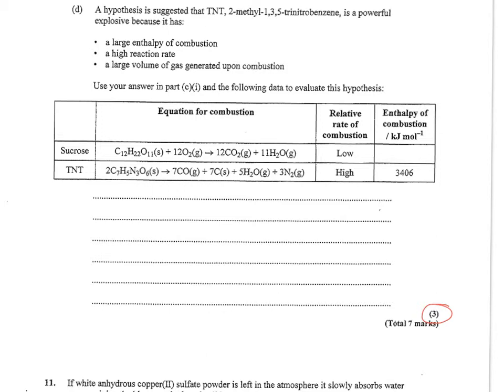So a large enthalpy of combustion, well, we just calculated sucrose's to be over 5,000. So negative 5294 is what we calculated. So certainly burning sugar, if you ever burnt a marshmallow in a fire, that is not an explosive reaction, and that releases far more energy per mole. So a large enthalpy of combustion, no, because sucrose has the greater delta H. A high reaction rate, okay, that could be legit.